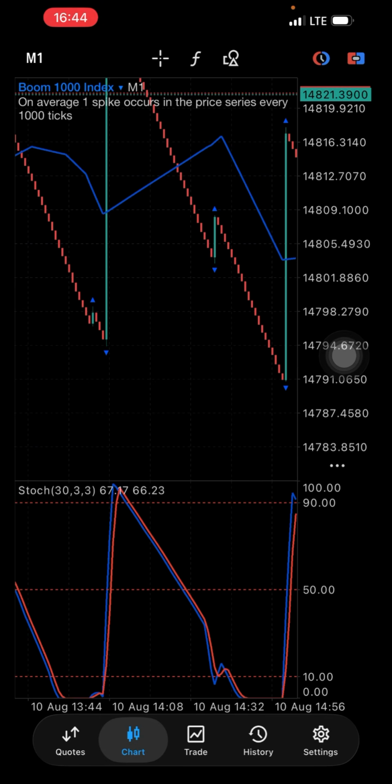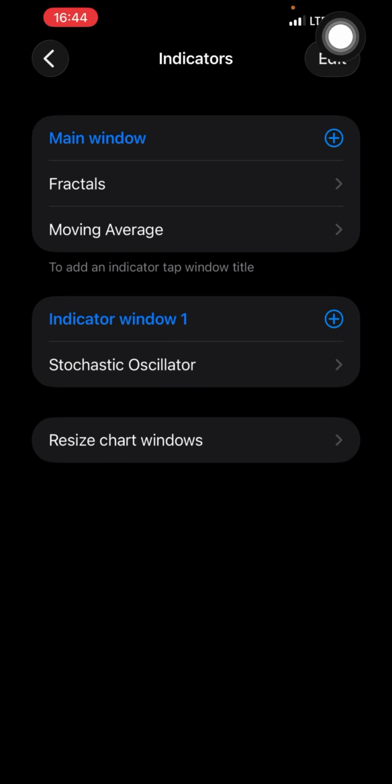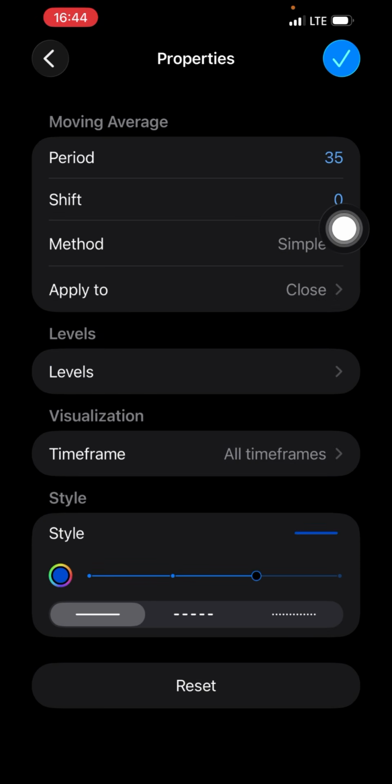Okay, so for the setting now, you are going to be clicking on this F icon. After clicking on that, we are going to search for the moving average, which is our first indicator. So you click on the main window plus icon, you search for moving average. These are the properties for the moving average. The period is 35, shift is 0, method is simple, apply to is close, the level you leave as it is, time frame is all time frames, the style you make it color blue, 3 pixel, you click on done.